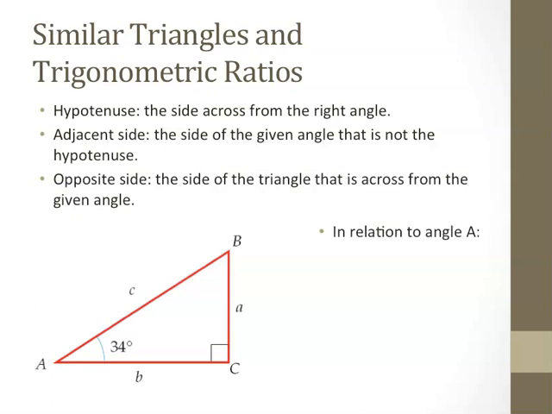Okay, so here, in relation to angle A in this picture, we would say that lowercase c is the hypotenuse. Lowercase b is the adjacent side, right? It's the side of the angle that is not the hypotenuse. And then lowercase a, that's the opposite side. It's the one that is across from angle A.